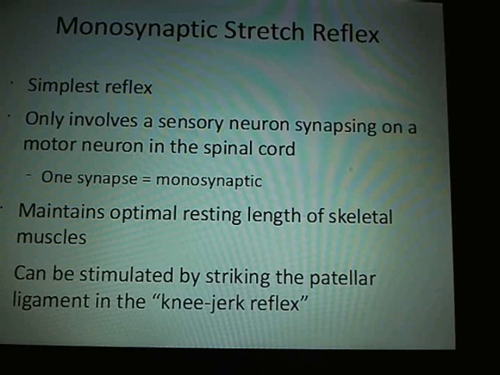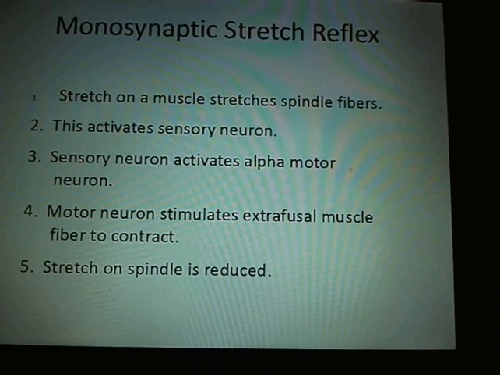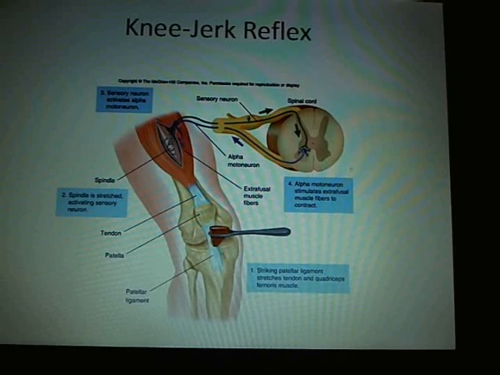Optimal resting length of a skeletal muscle, stimulated by striking the patellar ligament, gives a knee-jerk reaction. Monosynaptic stretch reflex: stretch on a muscle stretches spindle fibers and activates a sensory neuron. The sensory neuron activates an alpha motor neuron. The motor neuron stimulates extrafusal muscle fibers to contract. The stretch on the spindle is reduced, and you get your knee jerk. Here is a picture of it. Again, this is out of the book.